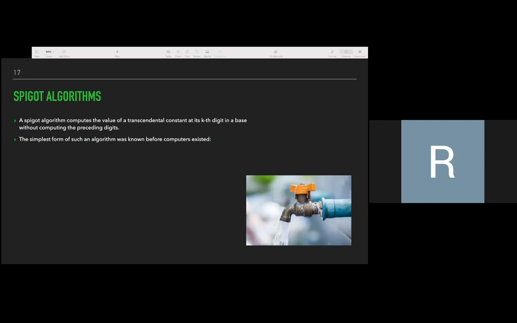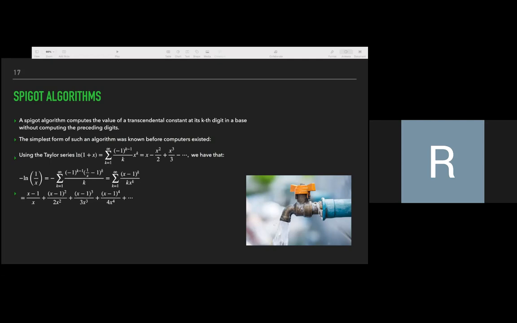And the simplest such algorithm was actually known before computers existed, and that's with the natural logarithm. And I'm actually going to derive it. So we know the Taylor series for ln of 1 plus x. You can just get it by integrating the geometric series. And this has radius of convergence between -1 and 1. So if we play around with this, pulling out a -1 from the ln, then plugging in x equals (n plus 1) over n, this will give n over (n plus 1), which is in our radius of convergence, since it's smaller than 1. And we'll get this formula.